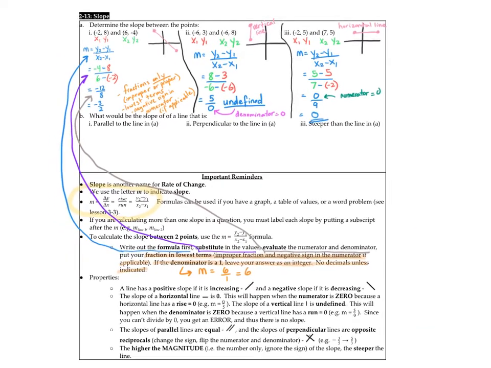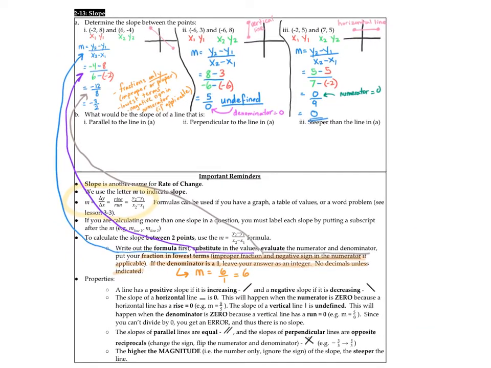So a couple things to go over. A line is positive if the slope is increasing. We've talked about that before with rates of change. It's a negative slope if the line is decreasing. Again, we've talked about that with rates of change. So what's new here is the slope of a horizontal line is 0.